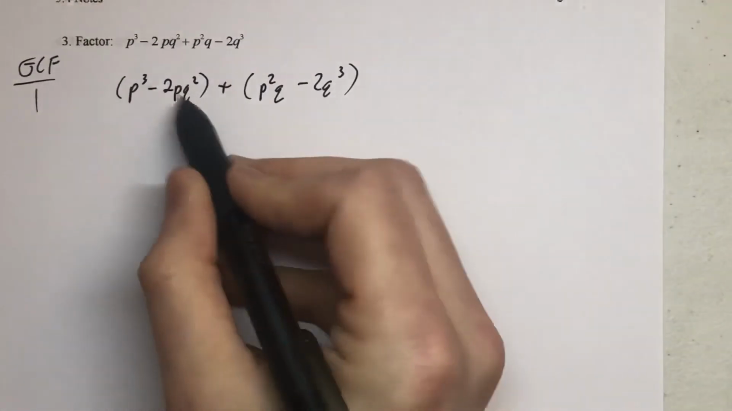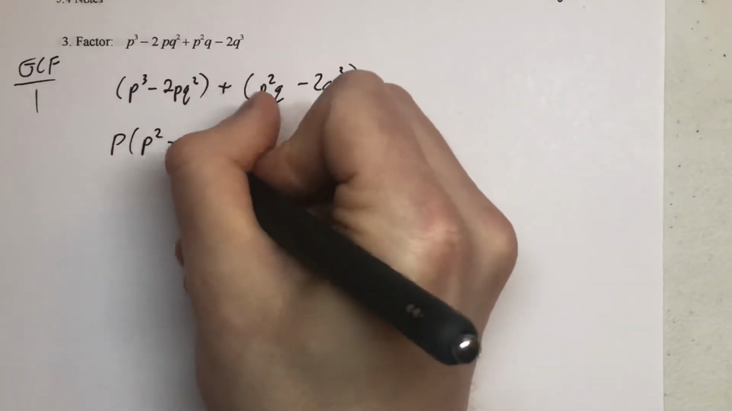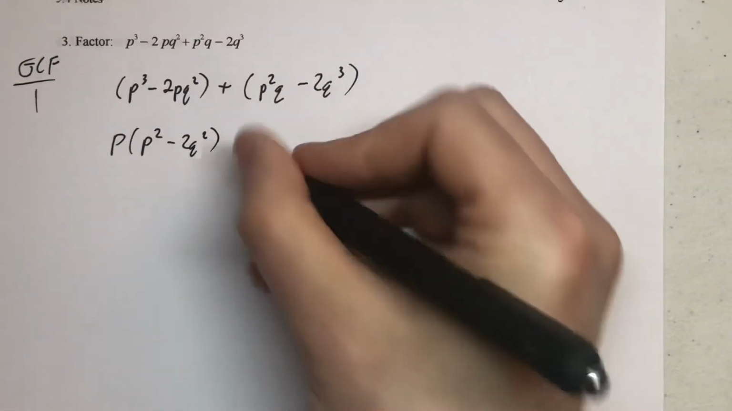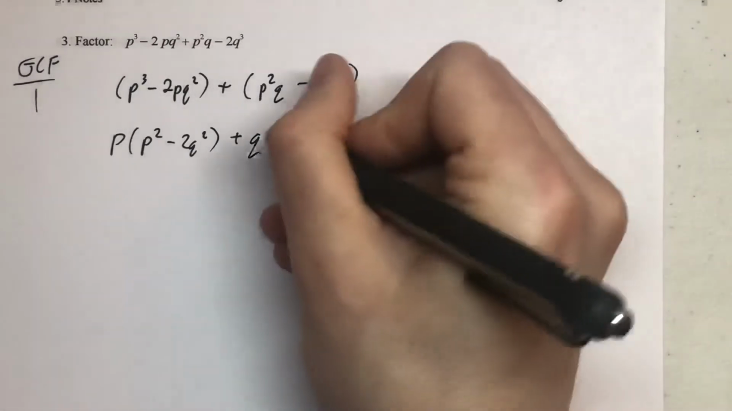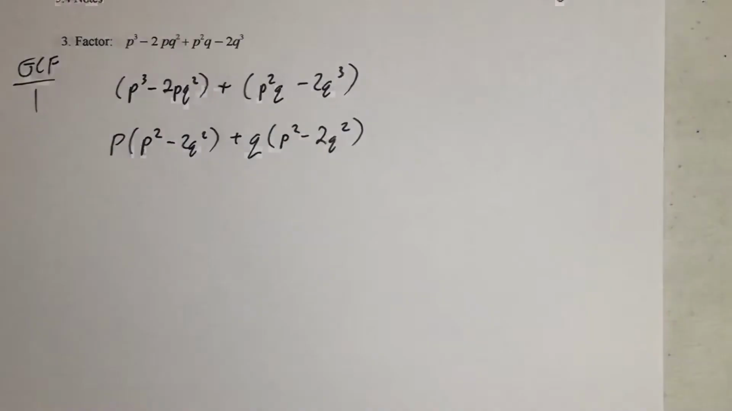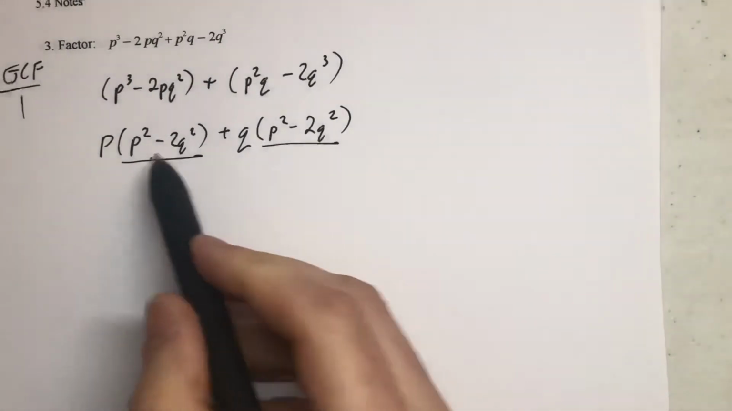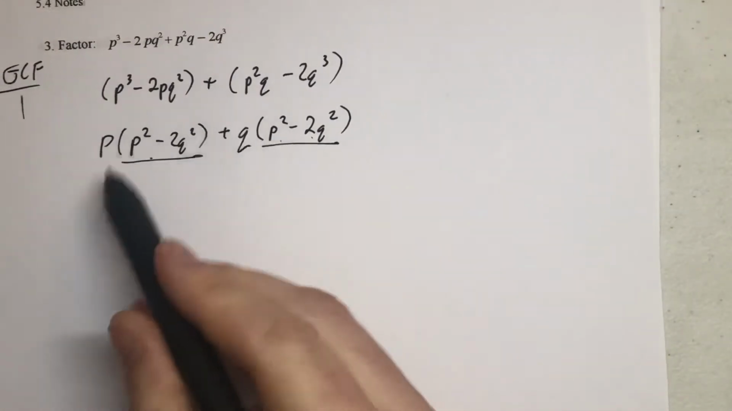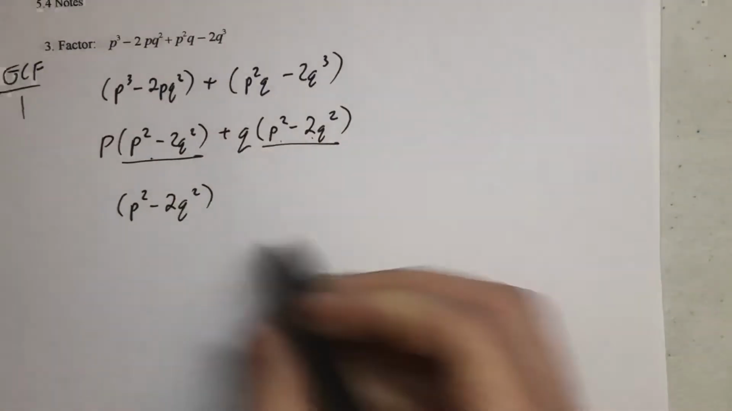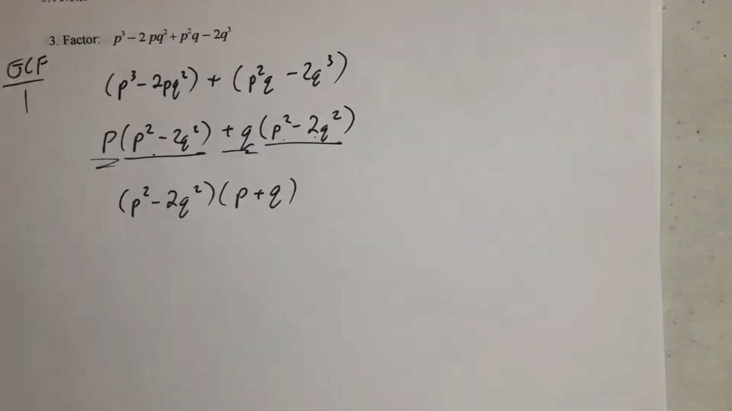And so in this set of 2, we see a p in common, leaving me p squared minus 2q squared. Over here, no p's in common. We do have a q in common. So I'll pull out the q, and we're left with p squared minus 2q squared. And with grouping, that is what we needed to see, right? We need to see those binomials match to factor them out as we're calling the big GCF. P squared minus 2q squared. And our other factor comes from those outside leftovers of p plus q.